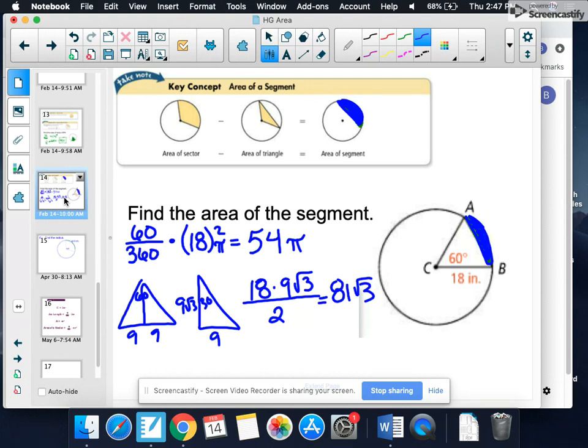To get the area of the segment, I'm going to take the area of the sector, which is 54 pi, and subtract the area of the triangle, which is 81 square root of 3, and I'm just going to leave it like that. I'm not going to round it to the tenth or anything. I can't combine those because they are not like terms, so I'm just going to leave it 54 pi minus 81 square root of 3, which gives us a nice big decimal when you put that in the calculator.